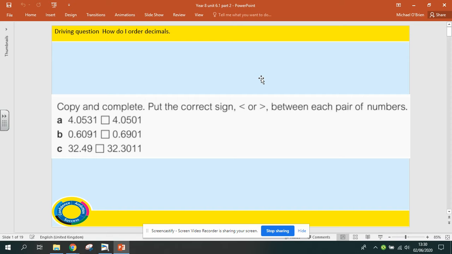Hello, here we've got our second lesson this term on the driving question, how do I order decimals? So as a starting activity, what I'd like you to do please is put the correct sign, the lesser than or the greater than sign, in between those two numbers. So when you're ready, pause the lesson, answer the questions, turn it back on when you're ready for the answer.